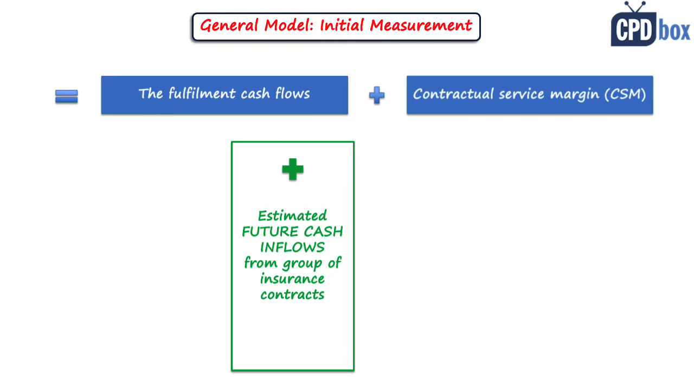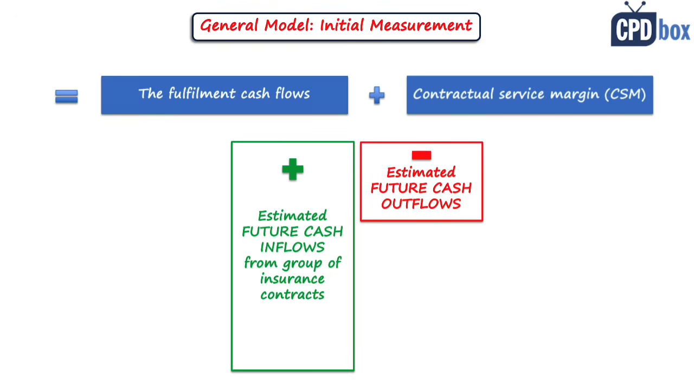They represent mostly the insurance premiums received from policyholders. And then there are estimated future cash outflows from the group of insurance contracts. They are minus because cash goes out. So here we have items like payments of insurance claims, servicing costs, and similar. And since the cash flows happen in the future too, we need to reflect the time value of money. So we need to discount those cash flows to their present value.